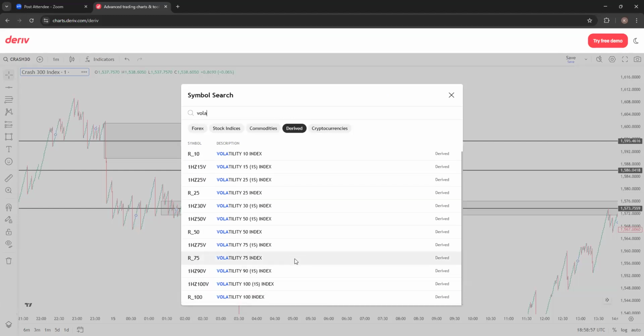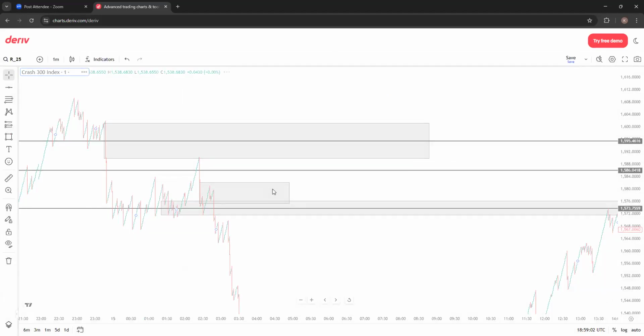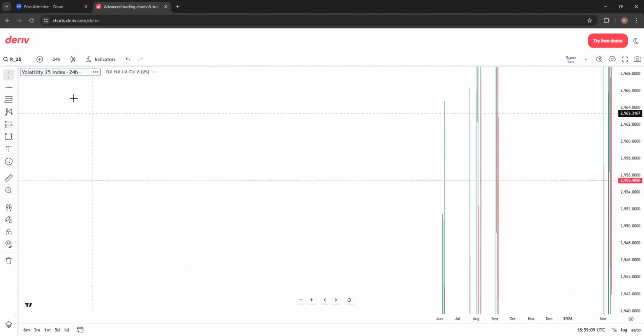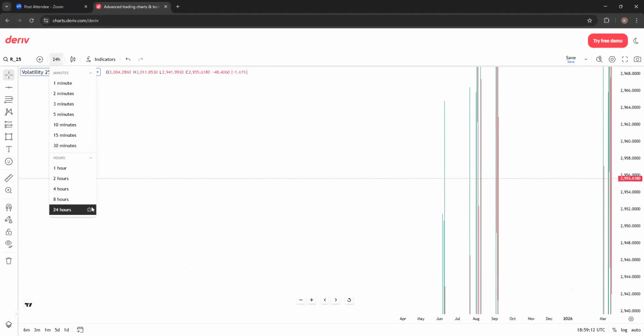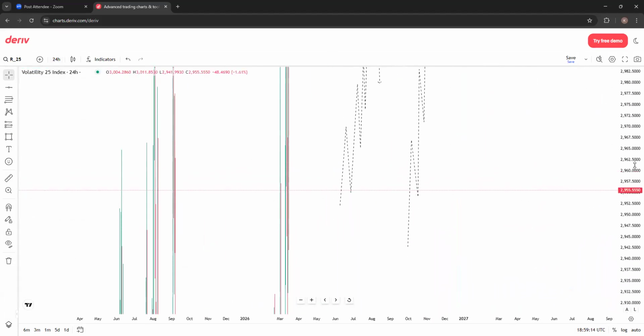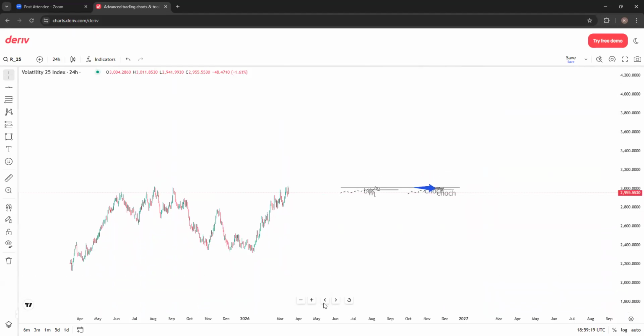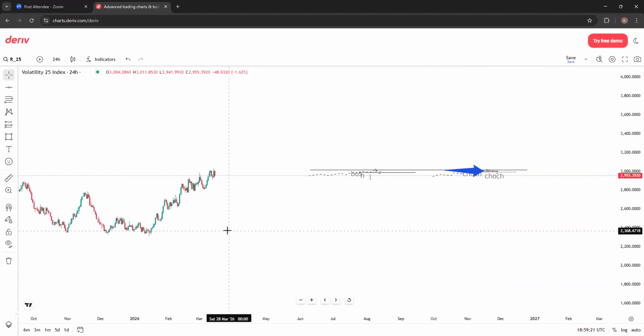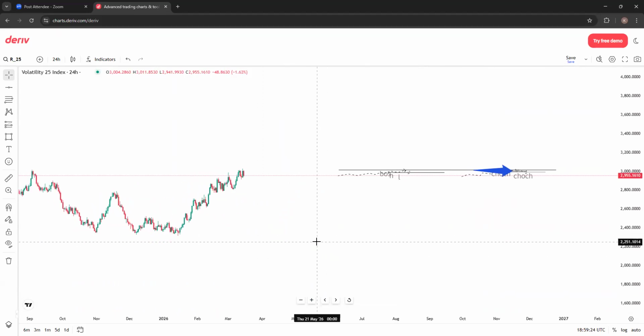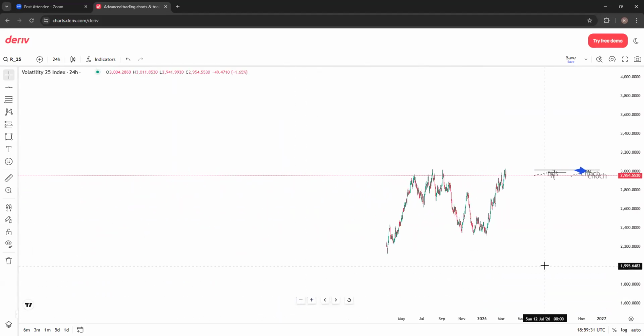Okay, we need to go to V25. So now in that V25, the only largest time frame I can go as far as my TradingView is concerned is D1. But you said V25 is showing a strong bullish momentum on monthly to D1 time frame. So let's zoom out to see what you mean.